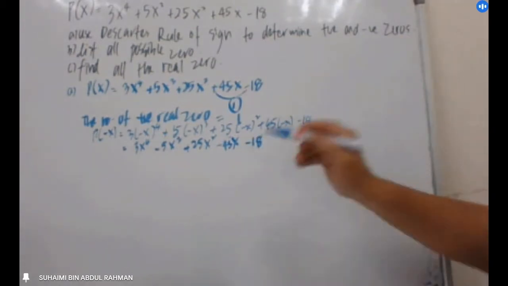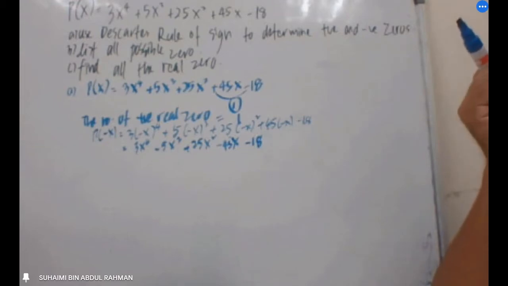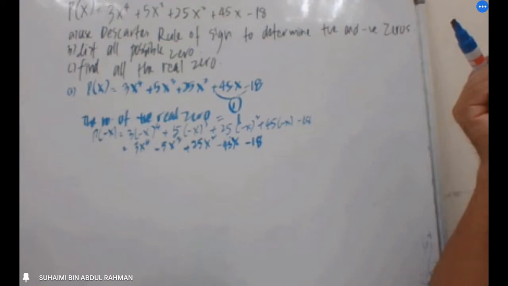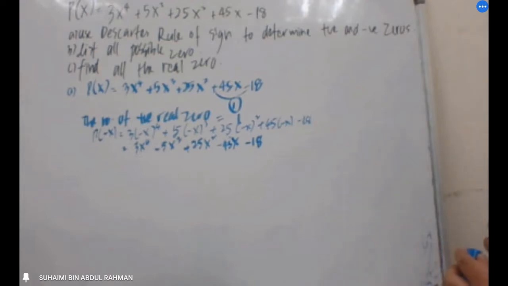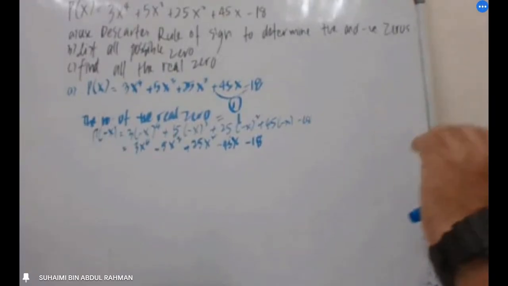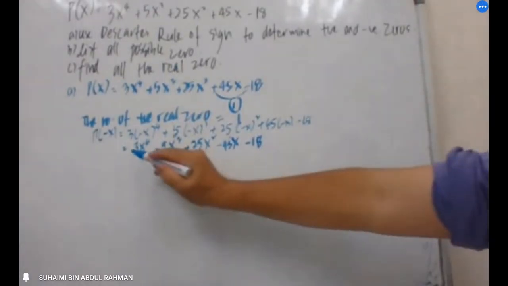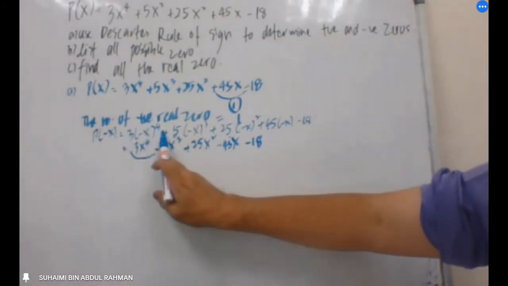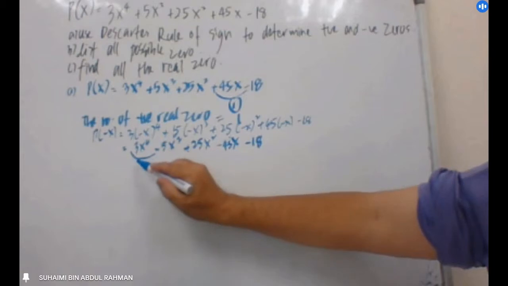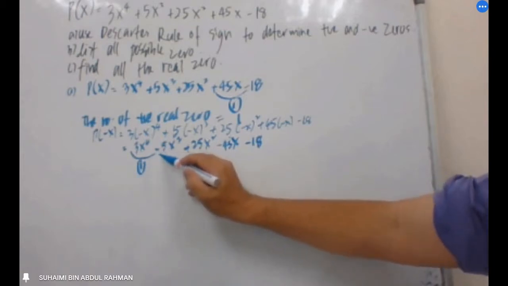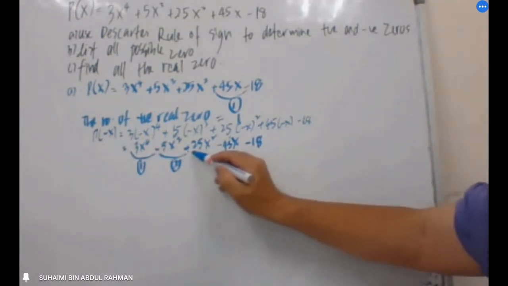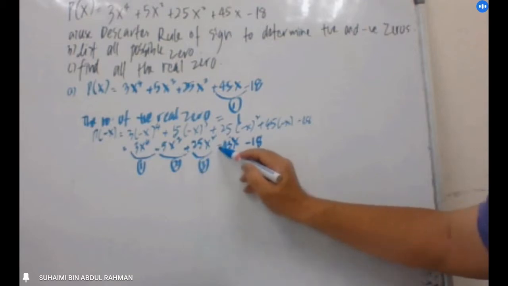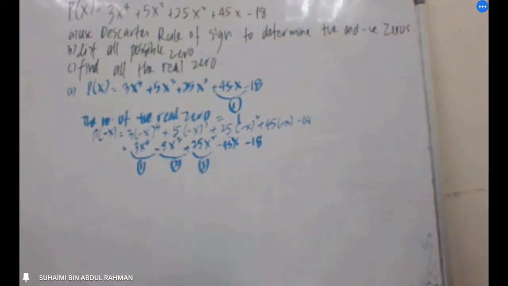Minus 18. Minus 45x minus 18. Right. Now you can see any variations of sign or not. One variation of sign, I see, positive to negative. One variation of sign. Another variation of sign. Another variation of sign. No variations of sign.